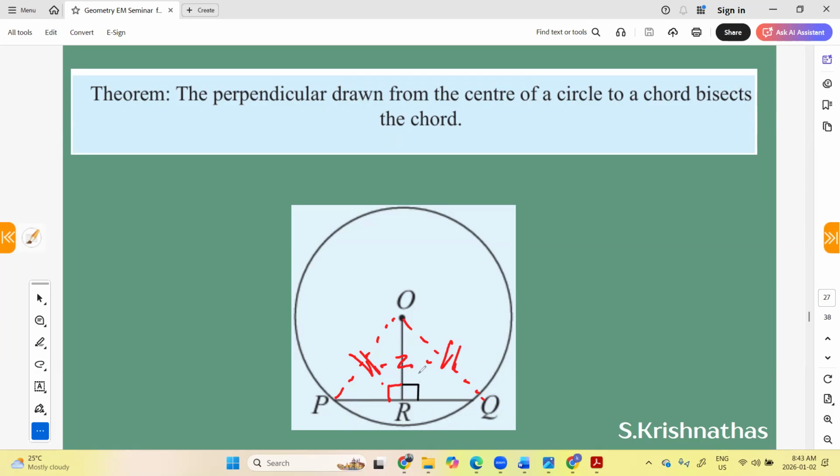What is the case? RHS. PR equals, these two triangles are congruent. So according to the congruency, PR is equal to RQ, corresponding elements of congruent triangles. Then the proof is done. Okay. So the perpendicular drawn from the center of a circle to a chord bisects the chord.